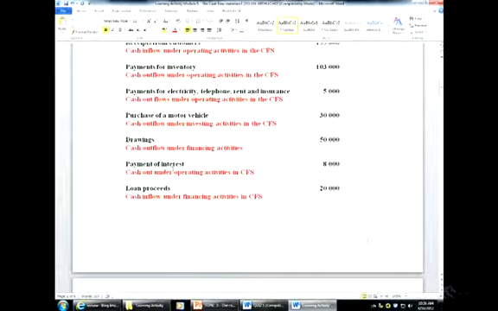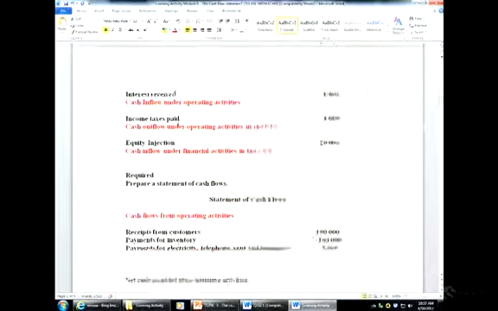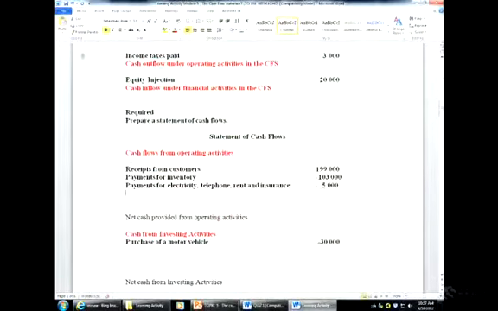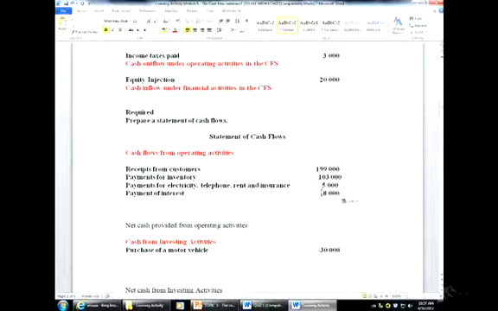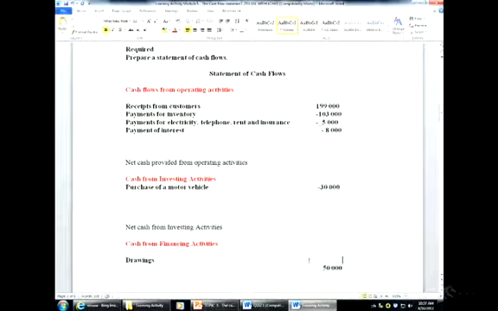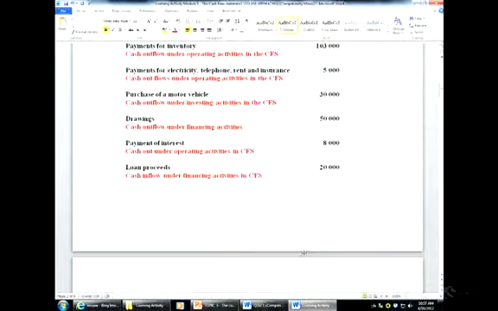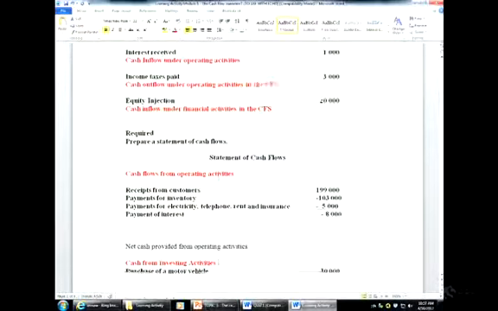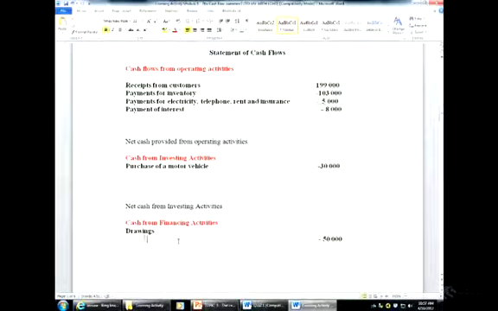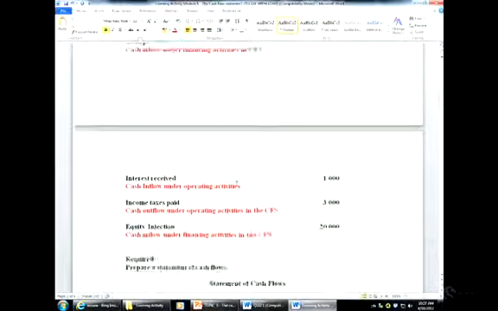Payment of interest, interest paid. So that's a cash outflow on the operating activities, $8,000. So under operations, 8,000. It's a minus. We paid interest. Loan proceeds, we got a loan for $20,000, and that again is under financing activities. Now that's a plus because the cash came in from the loan.